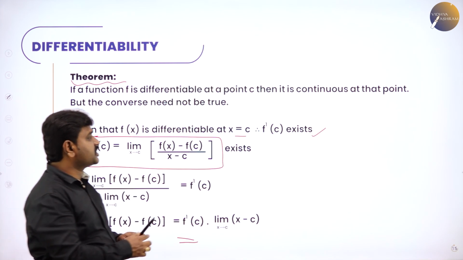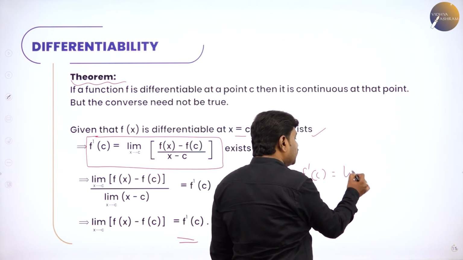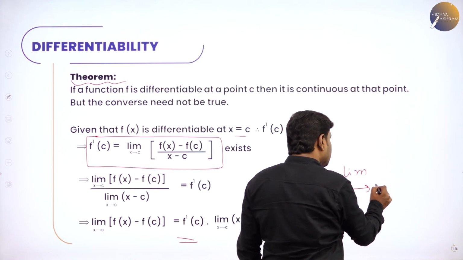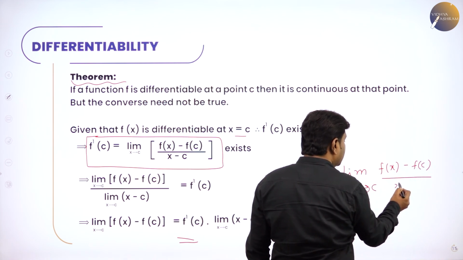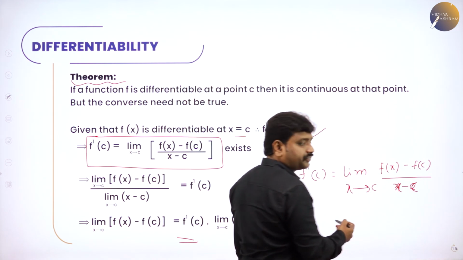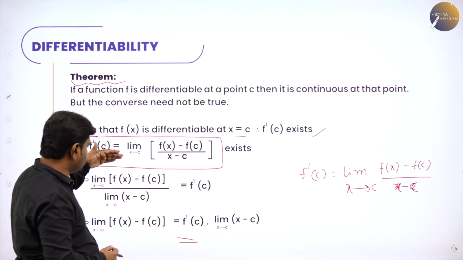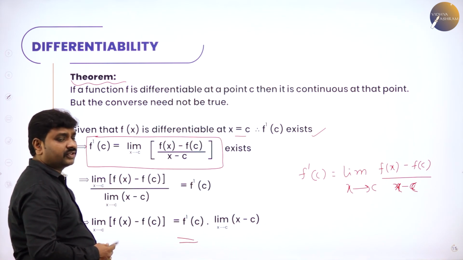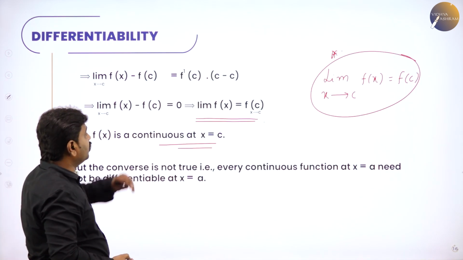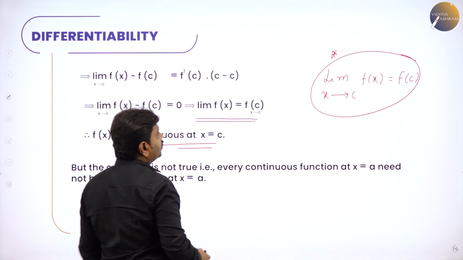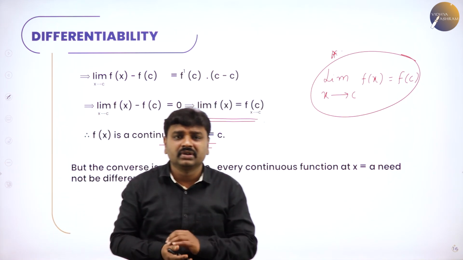First, what is meant by differentiability? f dash c is equal to limit x tends to c, f of x minus f of c divided by x minus c, which is called differentiability at c. And we told it is differentiable at c. So I'll write this formula and we conclude this, and we go on applying the limit. When you apply the limit, you will get 0, which is the same as limit x tends to c. So it will become continuous. This means this, it's a theorem.